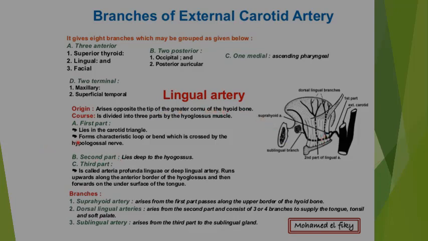The hyoid bone lies in the carotid triangle. It forms a characteristic loop or bend which is crossed by the hypoglossal nerve. These are the lingual branches. The second part lies deep to the hypoglossus. The third part, called arteria profunda or deep lingual artery, runs upwards along the anterior border of the hypoglossus and then forward on the under surface of the tongue. So this is the tongue, under the tongue.